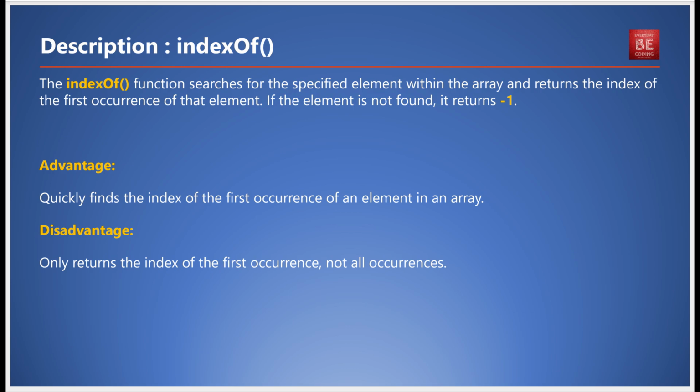So, the IndexOf function starts scanning the array, and as soon as it finds the first occurrence of the element you're searching for, it returns the index. If the element is not found, it returns -1. The benefit of this function is that it swiftly finds the index of the first occurrence of an element in an array. However, the downside is that it only returns the index of the first occurrence, not all occurrences.